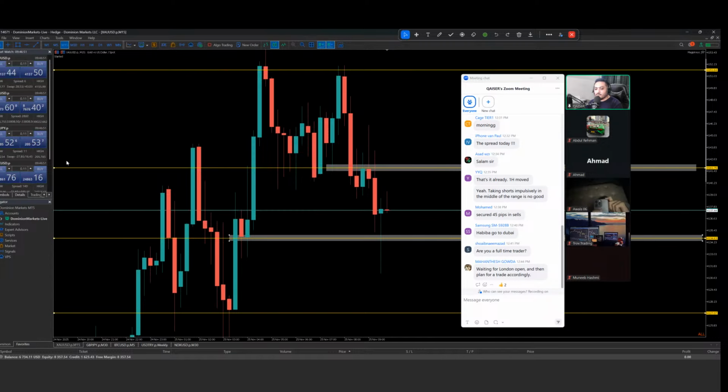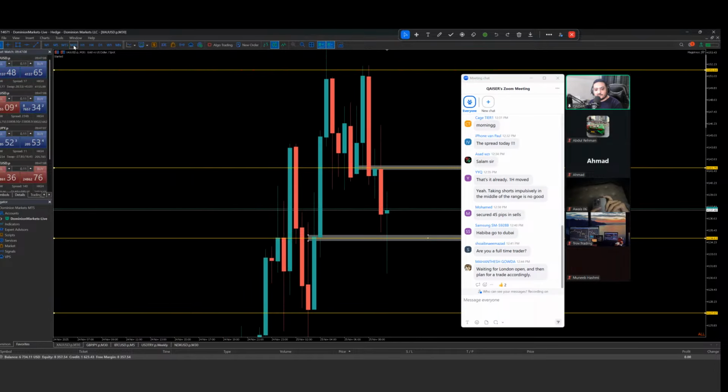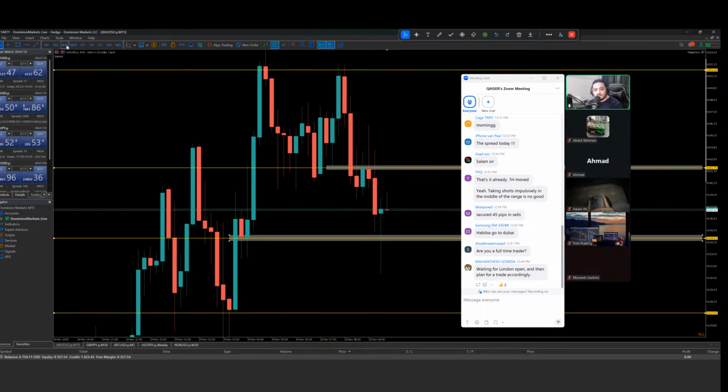So now the plan is getting more clear. For buys, I would like to see a candle close above this resistance area, so I can go for the buys depending on the volume and the opening of London. So let's see. Just waiting. Right now, I'm just waiting.